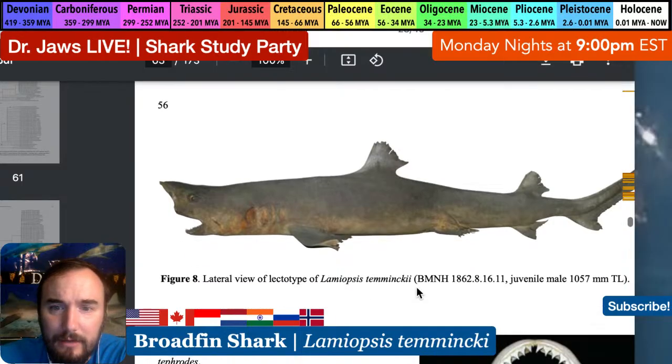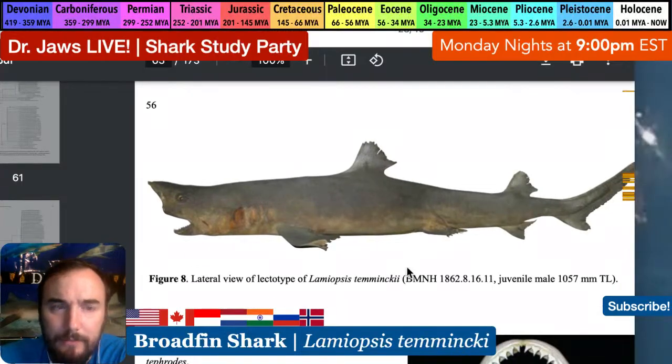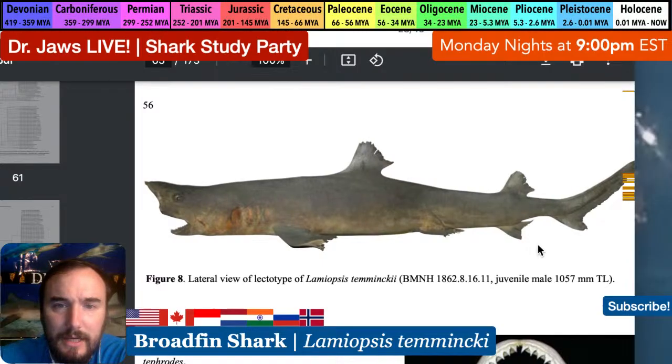This is a very, very old... Okay. Wow, this is actually really cool. This is a very, very old preserved specimen. You could see just in the quality, the preservation technique is just very bad.